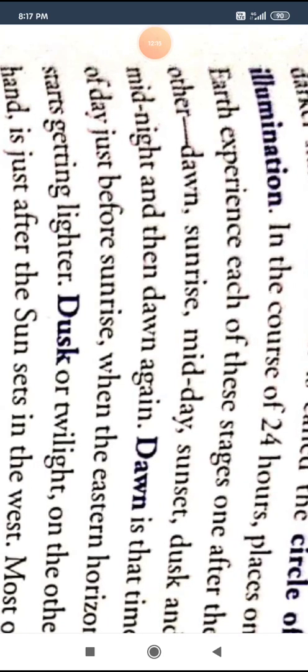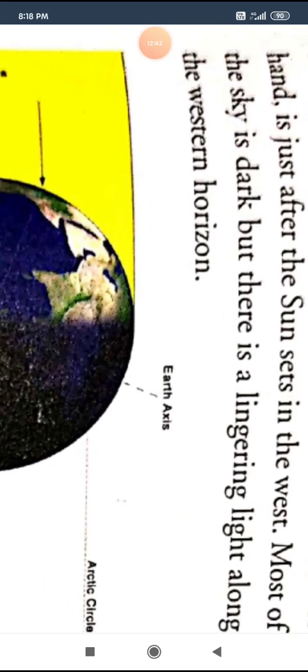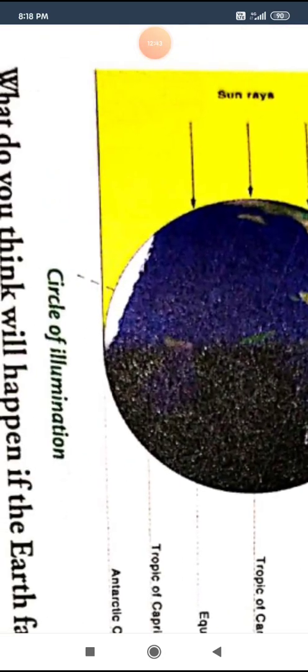Dawn is when the eastern horizon starts getting lighter, the time of the day just before sunrise. Dusk or twilight, on the other hand, is just after the sunset in the west. Most of the sky is dark, but there is a lingering light along the western horizon.